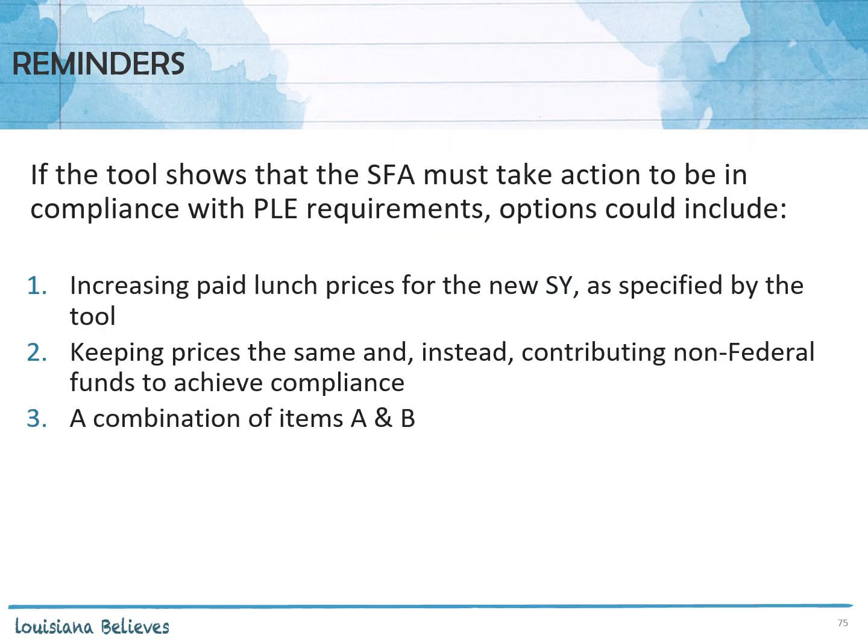If the tool shows that the SFA must take action to be in compliance with PLE requirements, options could include: 1, increasing paid lunch prices for the new school year as specified in the tool, but by not more than 10 cents, even if more of an increase is warranted; 2, keeping prices the same and instead contributing non-federal funds to achieve compliance, which requires completion of the school year 2021 Non-Federal Calculator tab; or 3, a combination of items 1 and 2, which requires completion of the school year 2021 split calculator, which was not covered in this training.